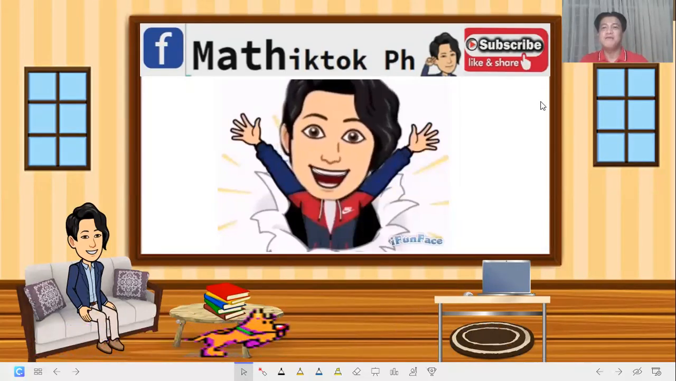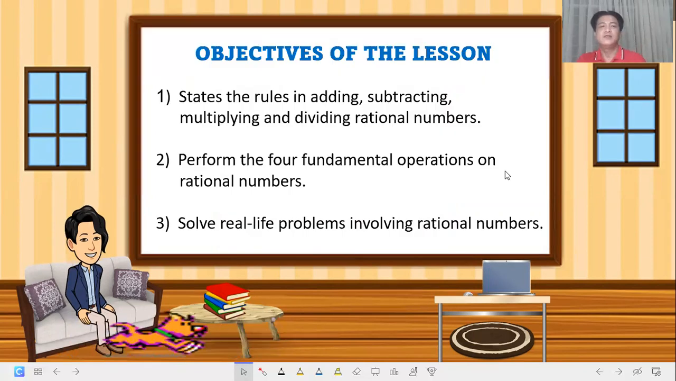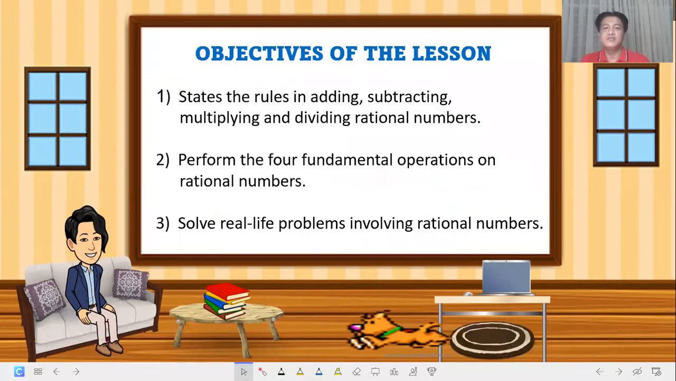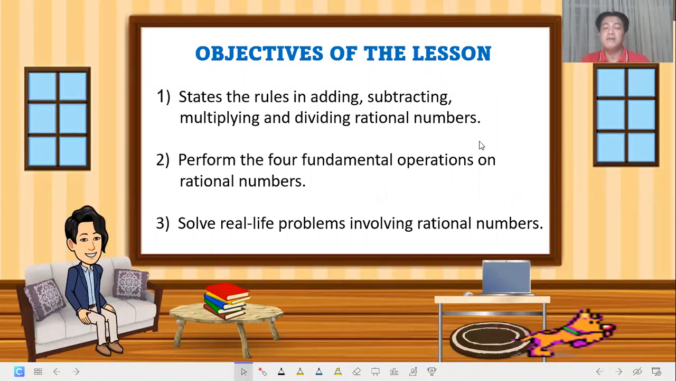Hello students, happy learning. So with that, our objectives of the lesson: first, state the rules in adding, subtracting, multiplying, and dividing rational numbers. Second, perform the four fundamental operations on rational numbers. And last, solve real-life problems involving rational numbers. Ito po yung kailangan matutunan or ma-master nyo this week.